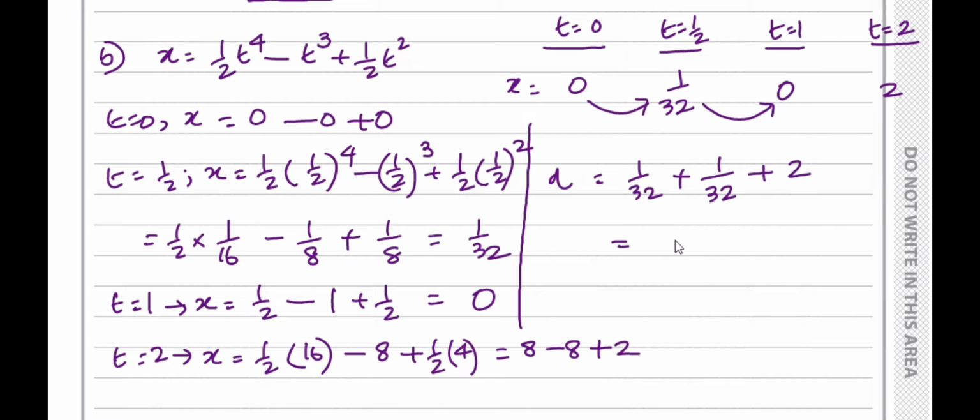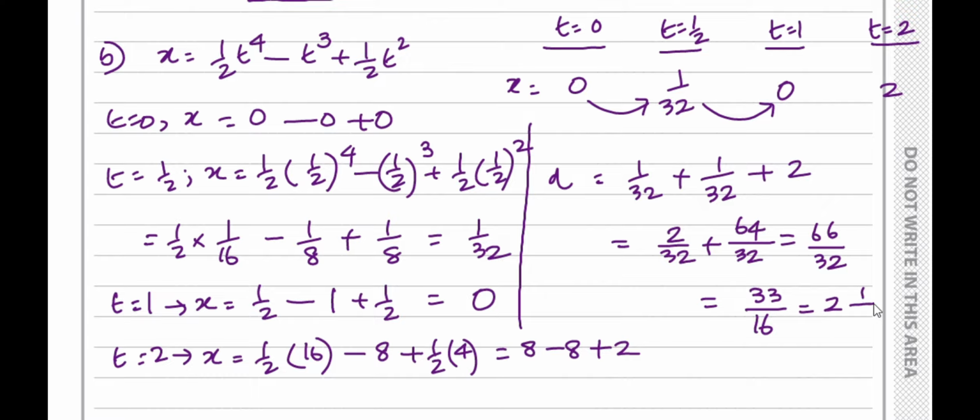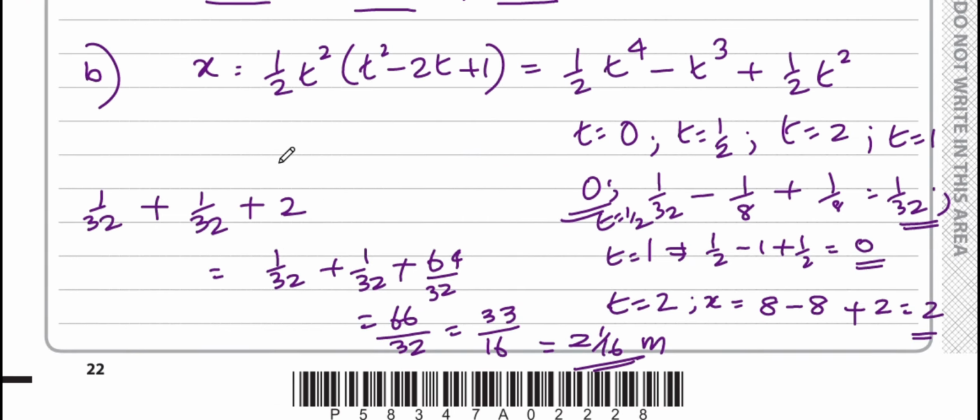So that is equal to 1 over 32 plus 1 more over 32, which is 2 over 32, plus let's make 2 also out of 32. So I will put this as 64 here. Okay, 64 divided by 32 is 2. So we have got 66 over 32. So simplifying, I get this as 33 over 16, which is 16 goes into 33 2 times, remainder 1 over 16. So 2 and 1 over 16 meters is the total distance moved by the particle between the 2 times that the question asked you. Okay, next part of the question.